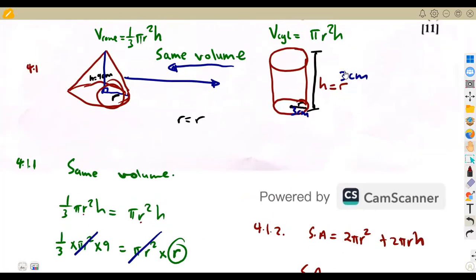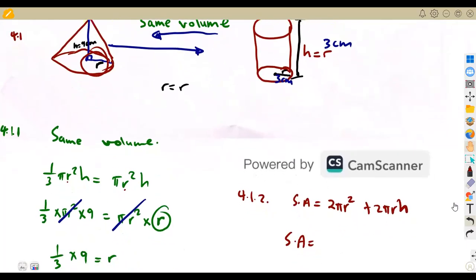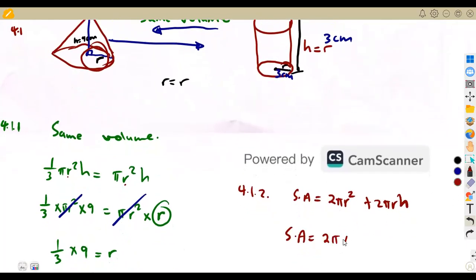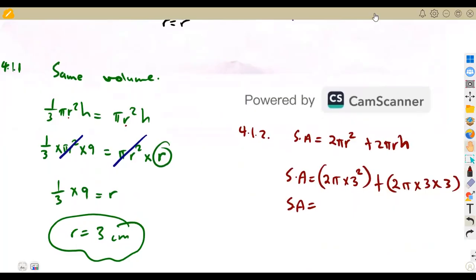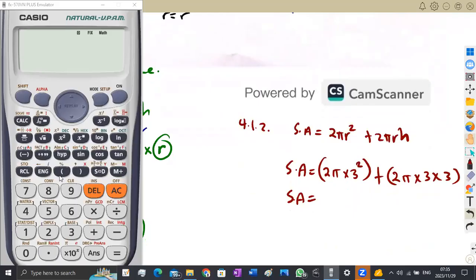We got that our radius is 3 centimeters on each part. So it's going to be 2 pi r squared, which is 2 pi times 3 squared, plus 2 pi r h, where r is the radius, which is 3. The height, remember, we are given that the height is equal to the radius, so the height is also equal to 3. So that is going to give you the surface area. You can simplify this. Let's see how we obtain our final solution.